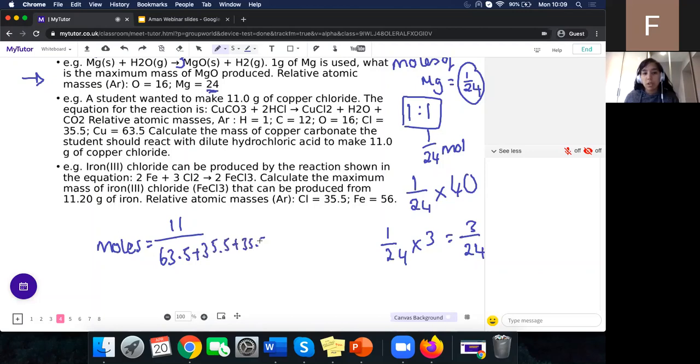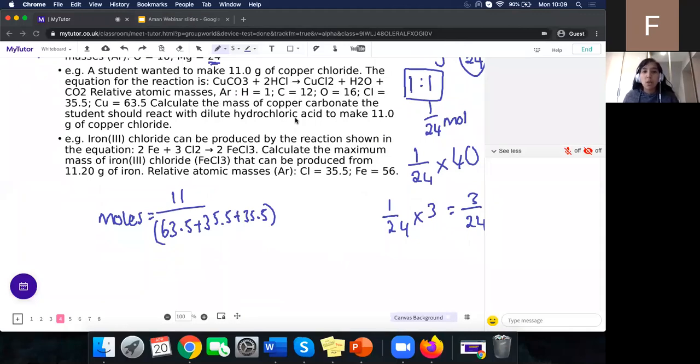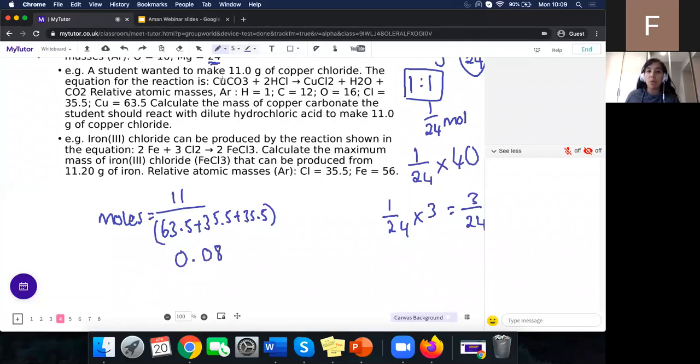So what is the number of moles of copper chloride? If we type this into your calculator, what's the number of moles of copper chloride? Great, someone's saying 0.08 moles. Excellent. Is everyone happy with that being 0.08 moles? Yep, good, okay. So then if we want to calculate the number of moles of copper carbonate, we know that in the reaction, 1 copper chloride is formed from 1 copper carbonate. So if there are 0.08 moles of copper chloride, that means there are 0.08 moles of copper carbonate.